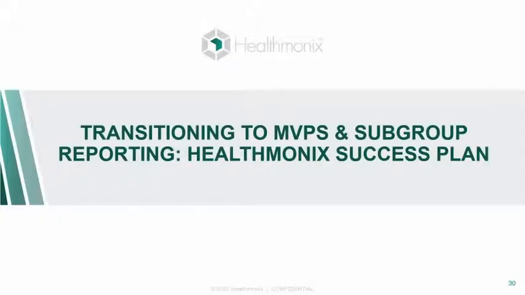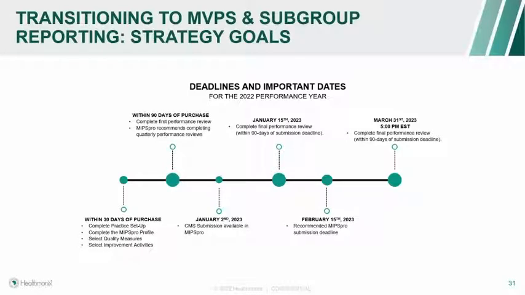And here is our Health Monarchs recommended success plan for a successful transition to MVPs and subgroup reporting. So to start out, just be aware of some deadlines and important dates for the 2022 performance year. This is for traditional MIPS. And so we have information on how to set up your account. And keep in mind that our recommended submission deadline is February 15th, 2023. And it's always important to be aware of these deadlines and important dates.